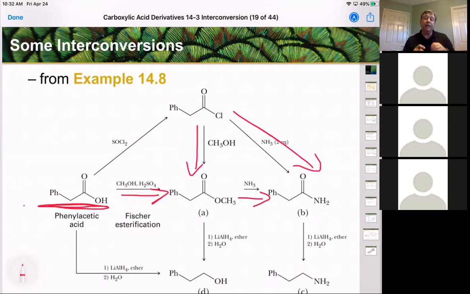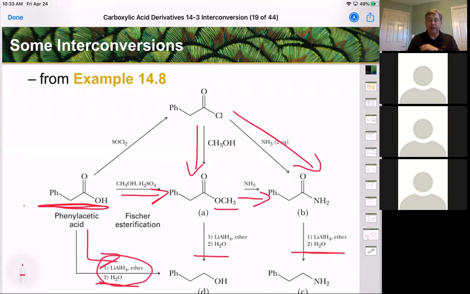Or we can go all the way down to a primary alcohol or a primary amine by using our lithium aluminum hydride reagents. Notice the lithium aluminum hydride will also convert a carboxylic acid directly. And in the first case, instead of taking out an alkoxide, it's taking off a hydroxide. In this case, it's taking off an alkoxide to generate that primary alcohol. And in this case, we had a primary amide, so we're converting it to a primary amine. If we had a secondary amide, we'd get a secondary amine. If we had a tertiary amide, we'd get a tertiary amine.